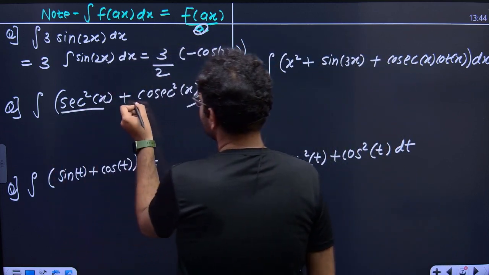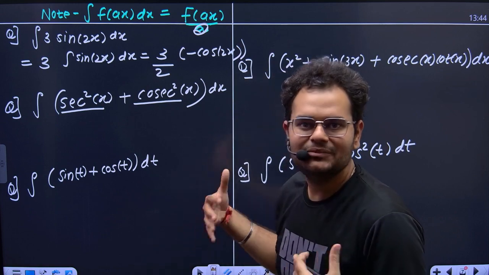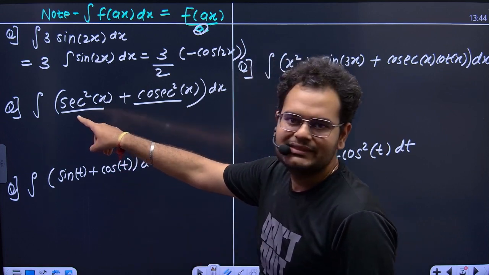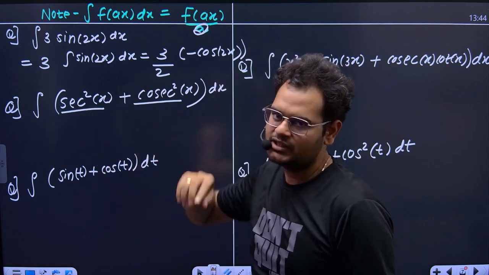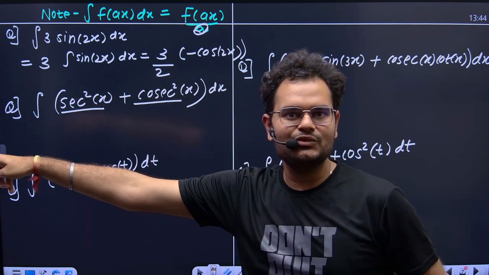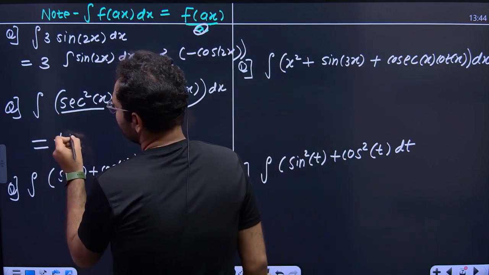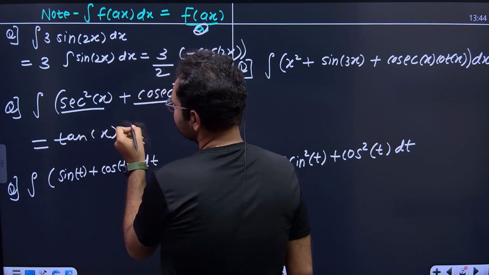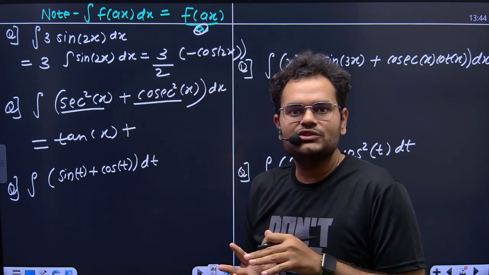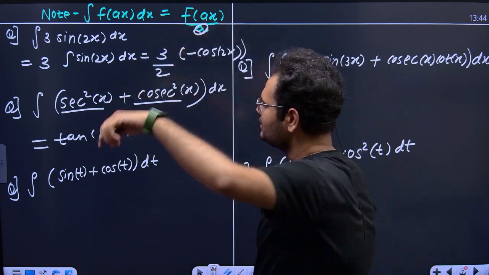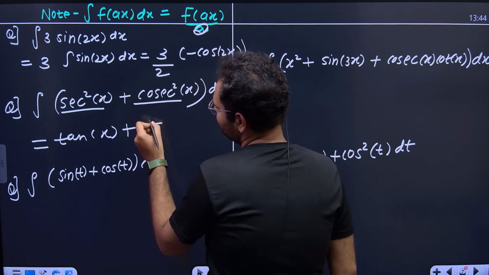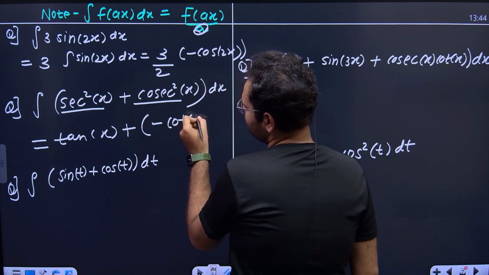Similarly, sir, what to do? See, this is in addition, so I can integrate them separately. Sec square x, secant square x. What is the integration? Tan x differentiation is secant square x. So secant square integration is what? Tan x. Beautiful. So it is tan x plus, sir, cosec square x. Is the integration of cosec square x cot x or minus cot x? Minus cot x. Beautiful. So I will write minus cot x. Finish.